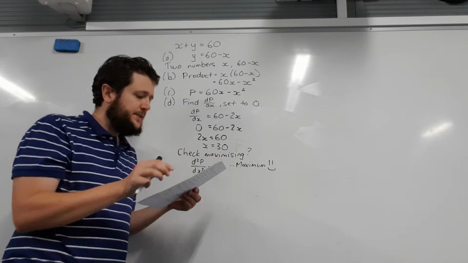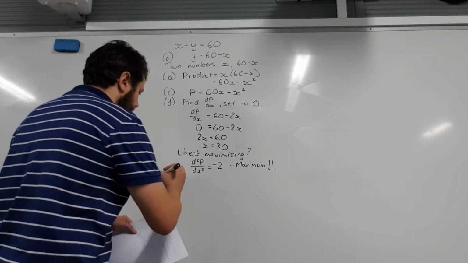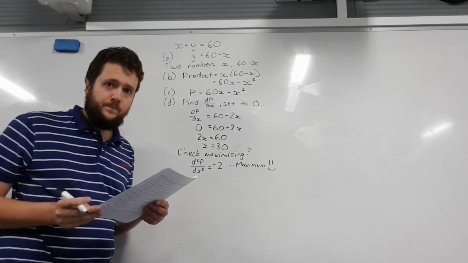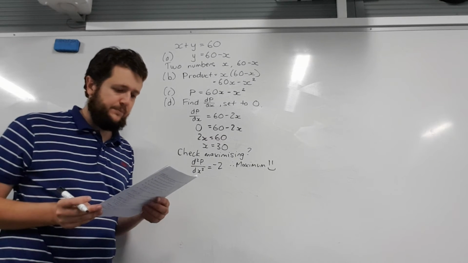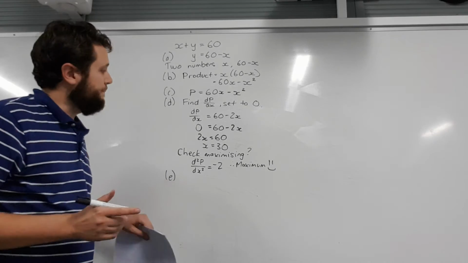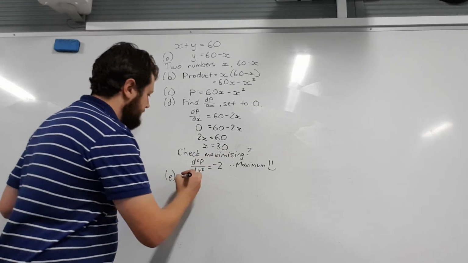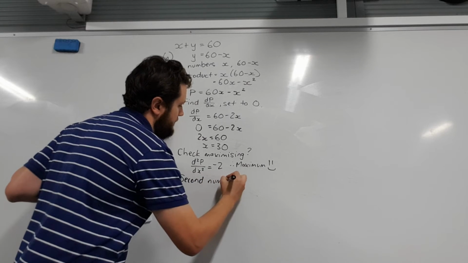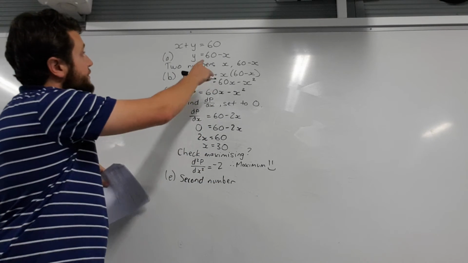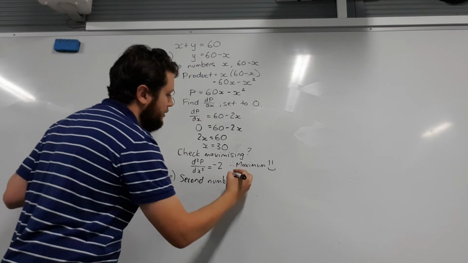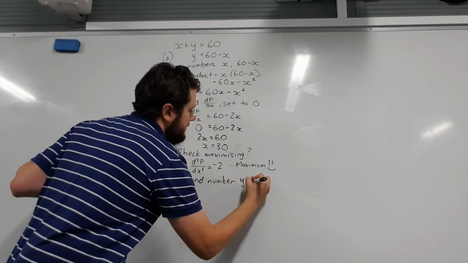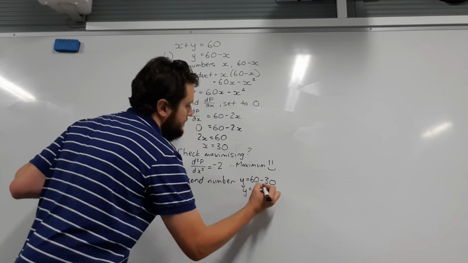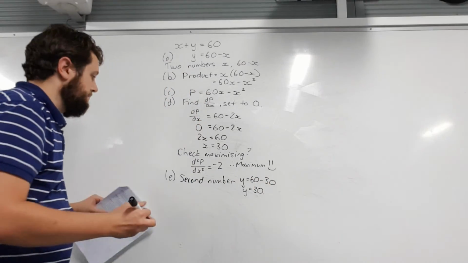You could probably put that in a sentence. And E asked: what is the maximum value of the product of the two numbers whose sum is 60? Well, if x is 30, I could easily work out the second number as well. So the second number y is 60 take away x. x was 30, so the second number is also 30. So the two numbers are 30.